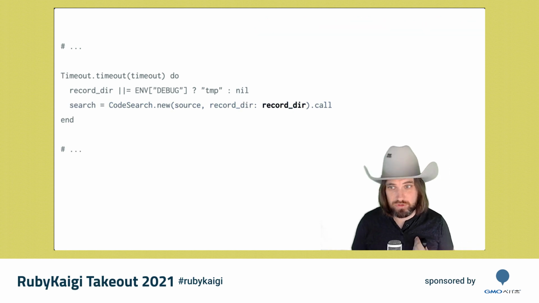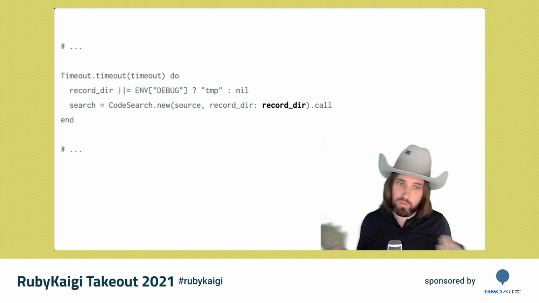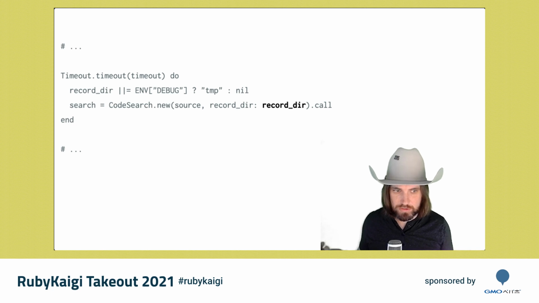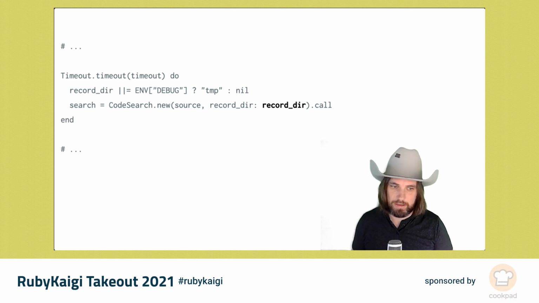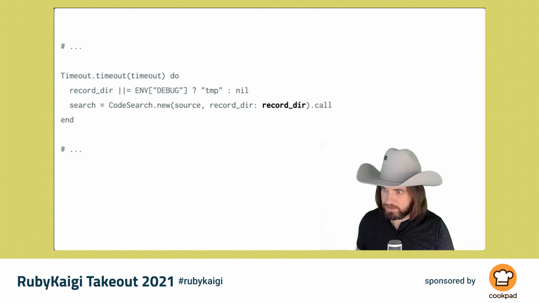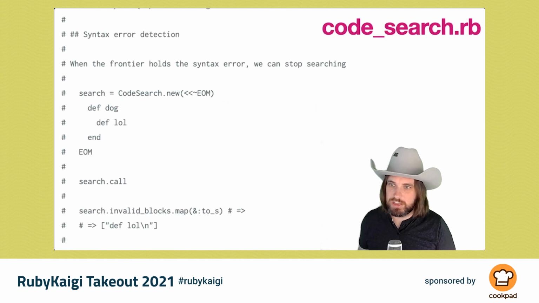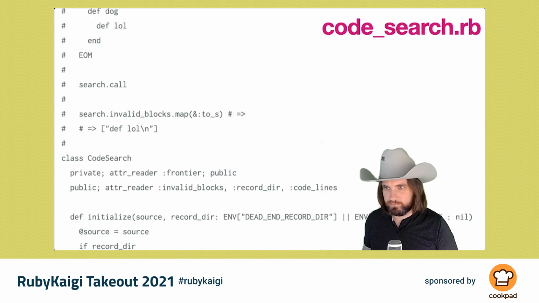I also baked in tracing, which we're going to see the outputs of early on, so that step by step, if you're ever wondering, hey, what is dead end doing? How does it arrive at this conclusion? You can actually see each step, which also allows for debugging, and it makes the end result of the AI not so magical. So you can actually process and see how it does what it does. All right, here's the code search class.